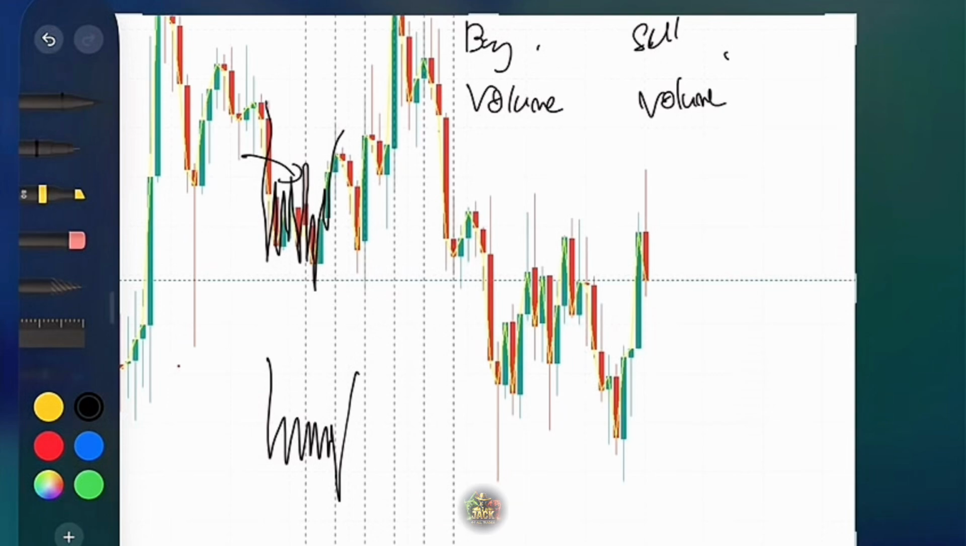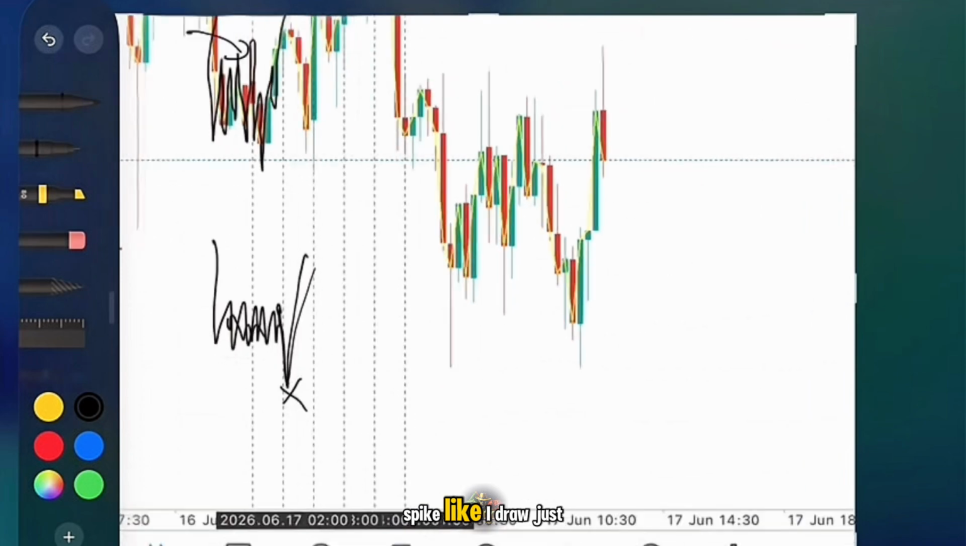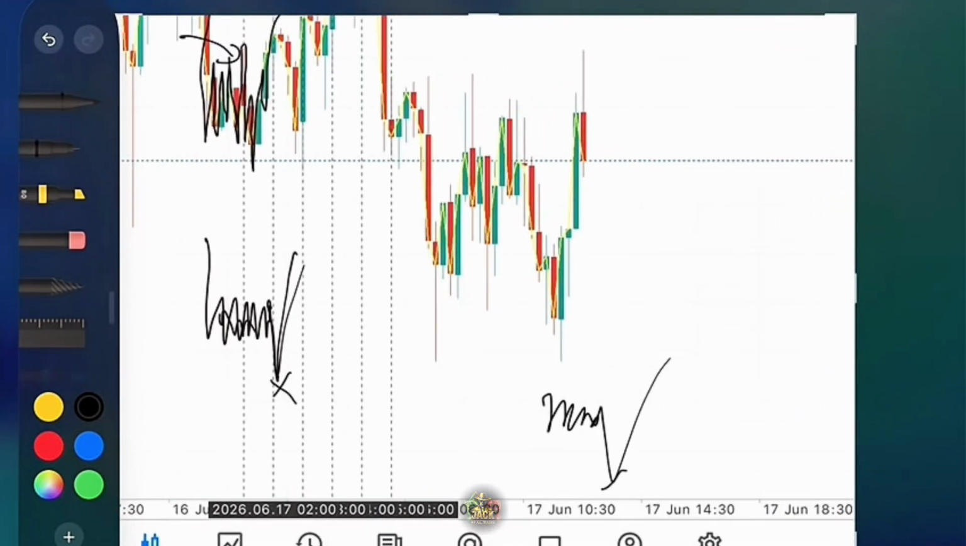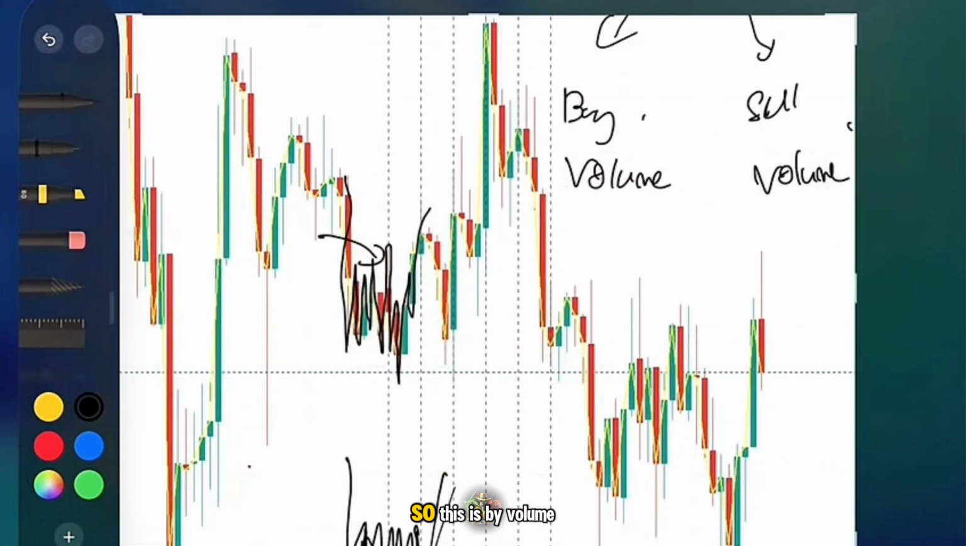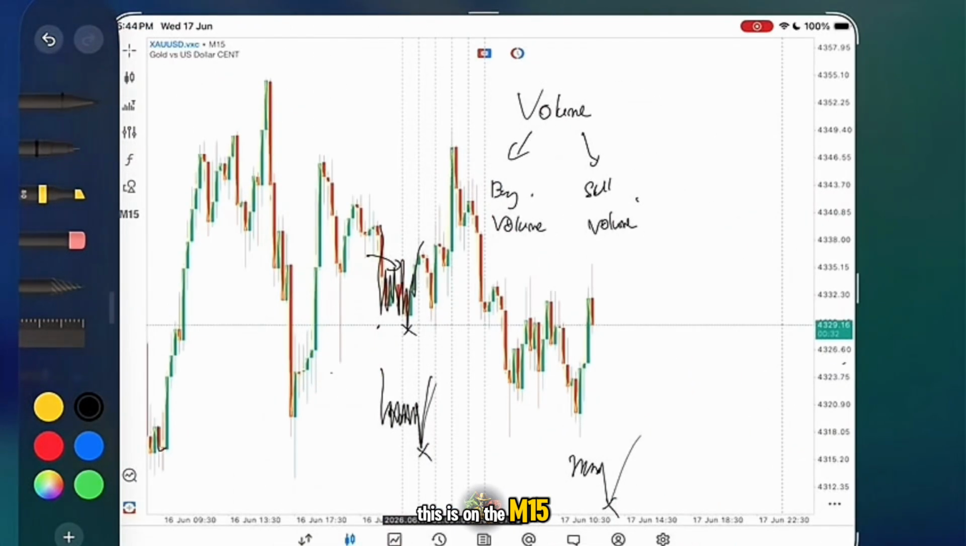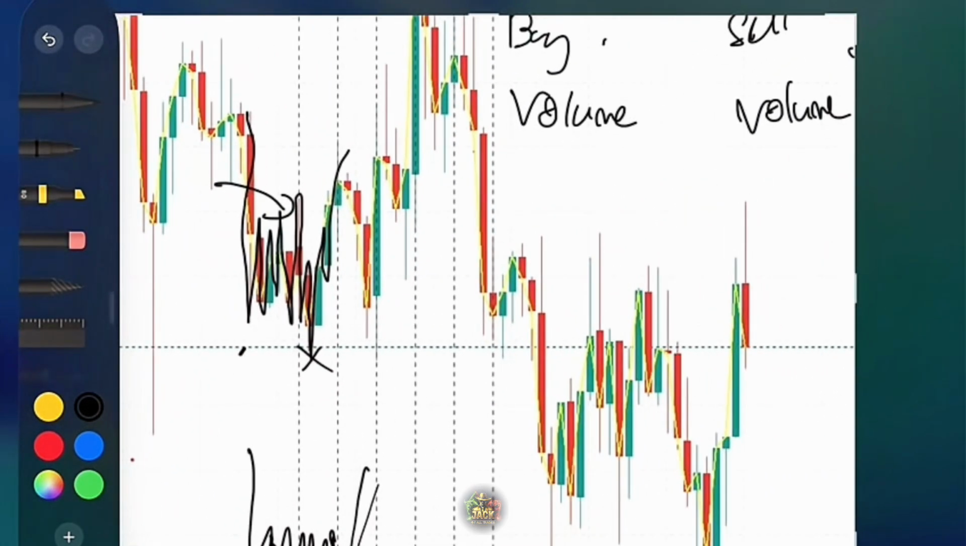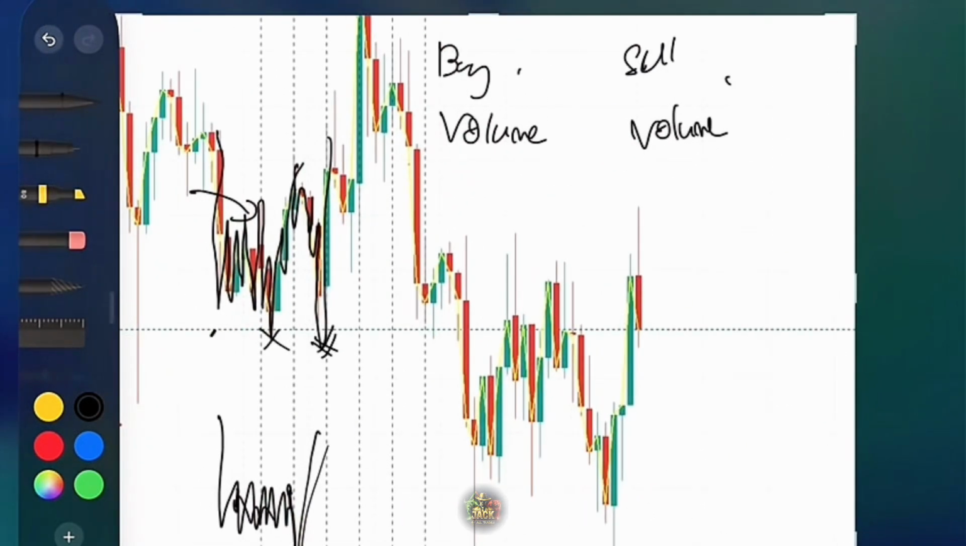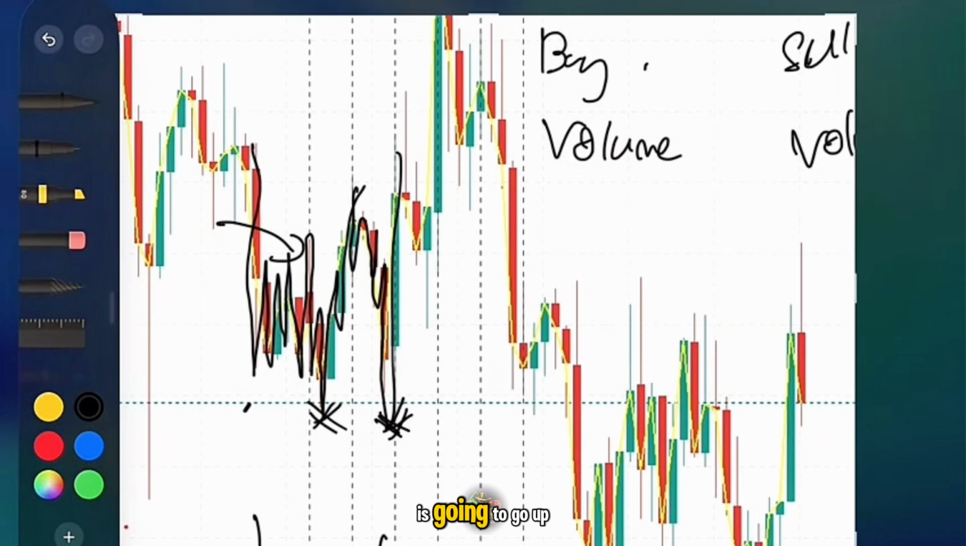Sideways, pop. What's this? Sideways, a dump, and then a spike. Like I draw just now, buy volume, right? So this is buy volume, first volume. Okay? This is on the M15 time frame, so it's a huge time frame. Came down, boom, another sell, another buy volume. This already indicates that price is going to go up. Okay? So what you can do when another buy volume happens here, boom, see this?